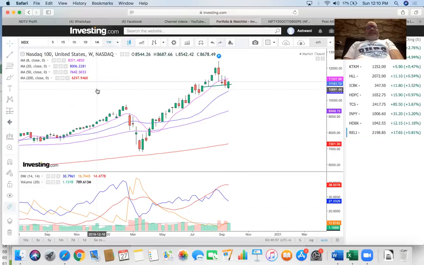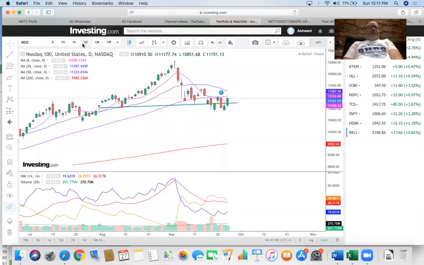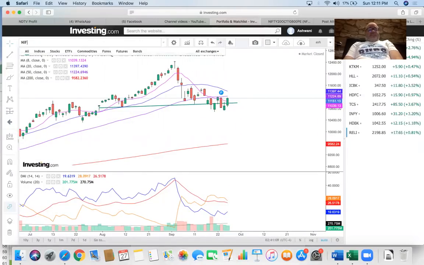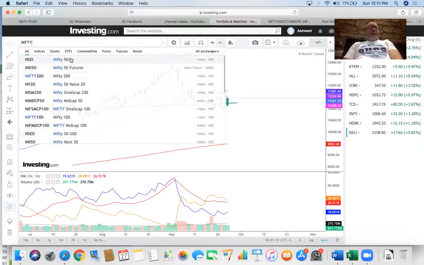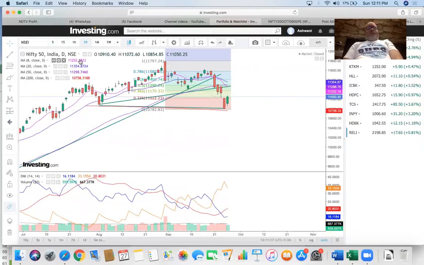What's important is that everything is a view. Take it as a view and know at what point the view stops working. 10,800 may be the bottom. Right now, I would say there is a 70-30 chance that it is not the bottom. And we start with that thesis and see how that thesis works out.